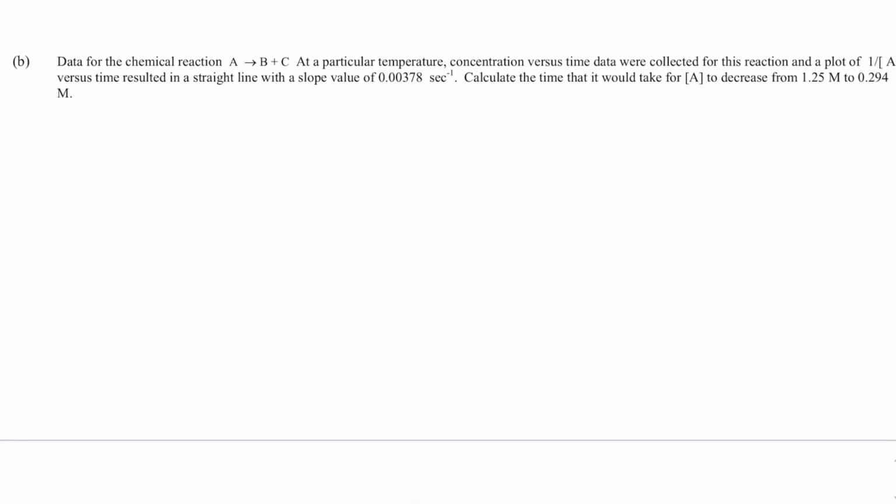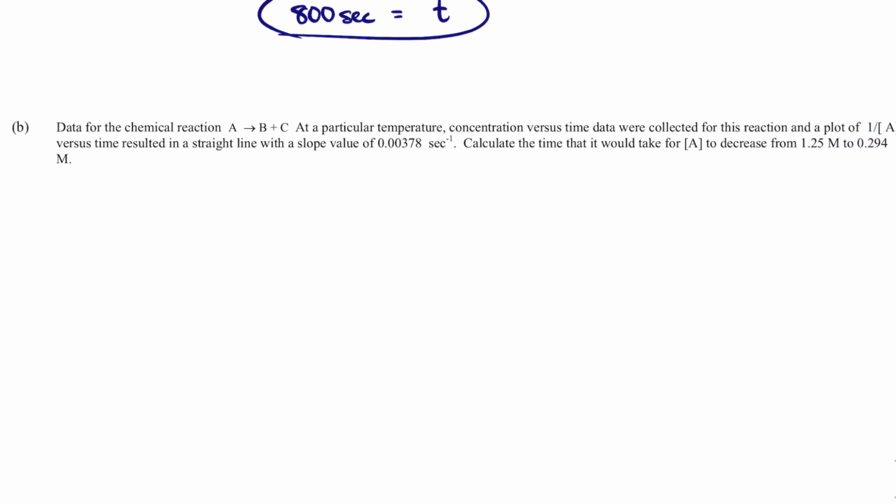If I look at letter B, it says we have a chemical reaction. It's a decomposition. We're at a temperature. The concentration versus time data was collected, and they graphed 1 divided by concentration, and that resulted in a straight line. Okay, that's going to be important. We have a slope of 0.00378, and I've made a typo. That should be molarity minus 1, seconds minus 1. So I will fix that on yours.